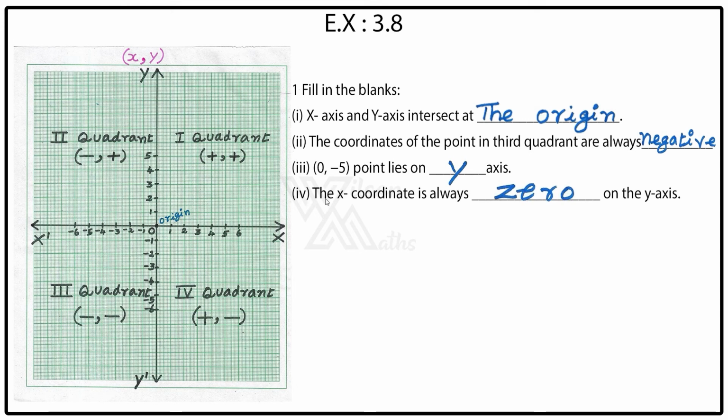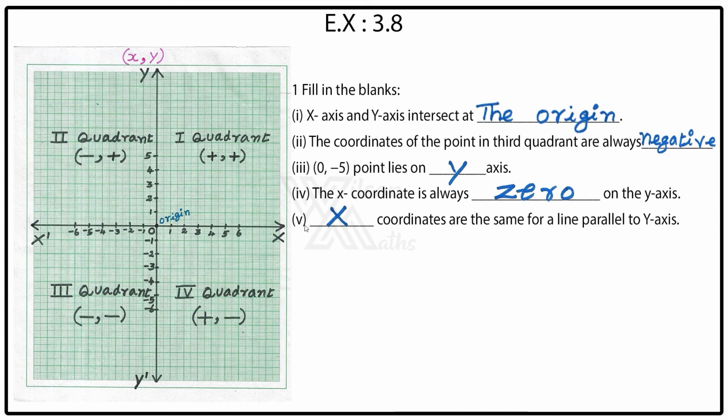Fourth one, the x coordinate is always dash on the y-axis. The previous third question, this is one point. In that point, what is the value of x? 0. Y-axis. Therefore, the x coordinate is always 0 on the y-axis. On the y-axis line, anywhere you take, the x value is 0, only the y value will change. Therefore, the fourth answer is 0.